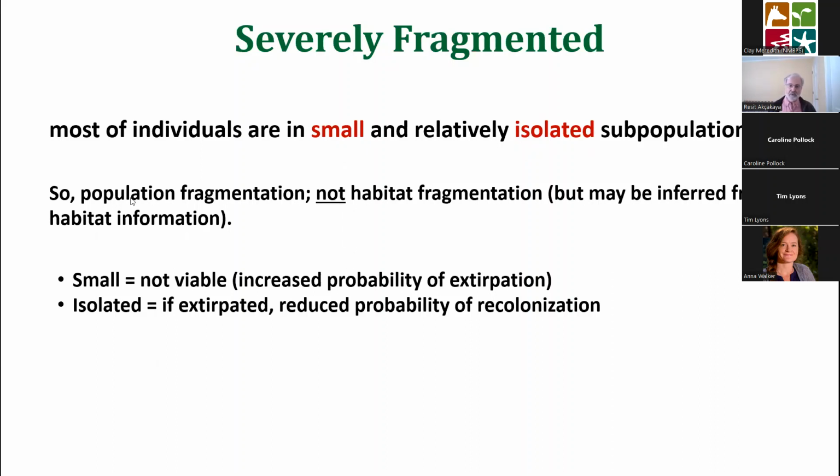But in many cases, of course, we don't actually know the populations, but we can infer population fragmentation from habitat fragmentation. Nevertheless, it's always important to keep in mind that what we are trying to assess is population fragmentation. Okay, so we have interpreted small to mean not viable. In other words, increased probability of extirpation, and isolated to mean that if the population is extirpated, there will be a reduced probability of colonization.